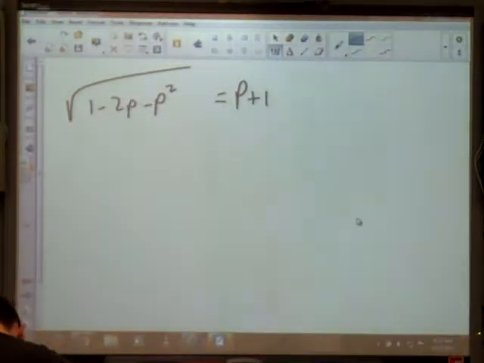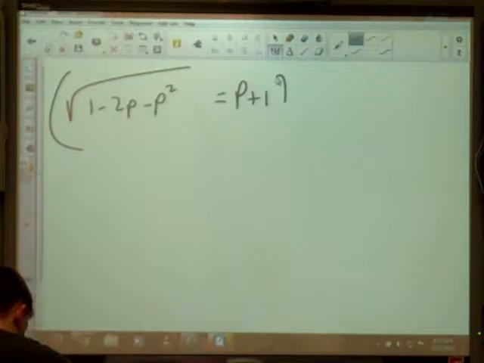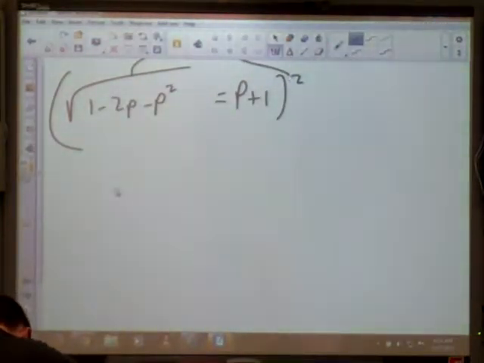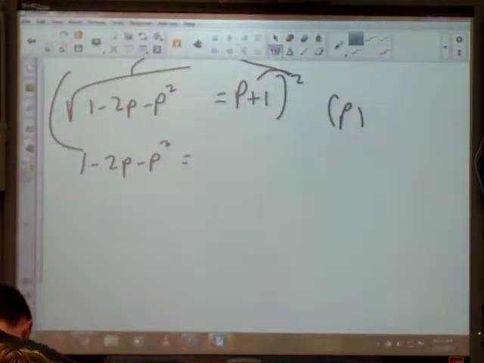Now we just want to get rid of the radical. How do I undo a square root? So we square everything. Even though it's a trinomial over here, that squared still just cancels the square root out. 1 minus 2p minus p squared. And when I square p plus 1, I've got to write it twice and FOIL it.